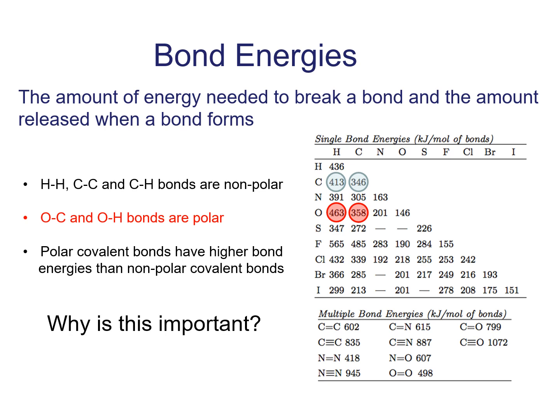This is what makes life possible. This is what is responsible for your need for food and your need for oxygen. It's also responsible for the fact that you're breathing out carbon dioxide, as we'll talk about more in the future and in 112. So polar covalent bonds have higher bond energies than non-polar covalent bonds, and that allows you to extract stored energy from your food.